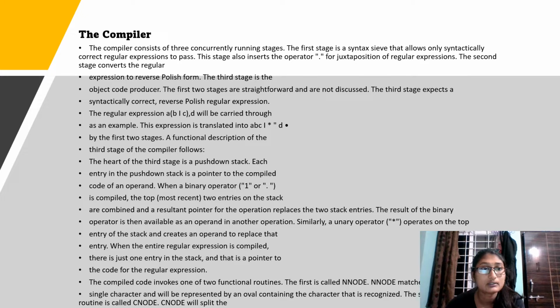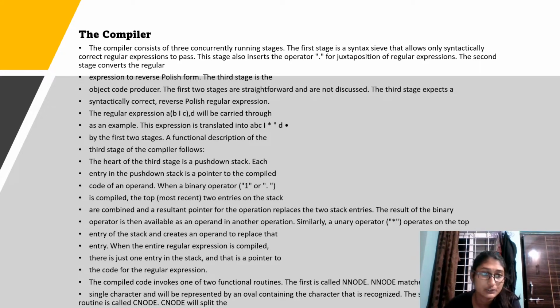Compiler. The compiler consists of three concurrently running stages. The first stage is a syntax sieve that allows only syntactically correct regular expressions to pass. This stage also inserts the concatenation operators in the proper positions of the regular expression. The second stage converts the regular expression to reverse Polish form. The third stage is the object code producer. The first two stages are straightforward and are not discussed. The third stage executes the syntactically correct, reverse Polish regular expression.